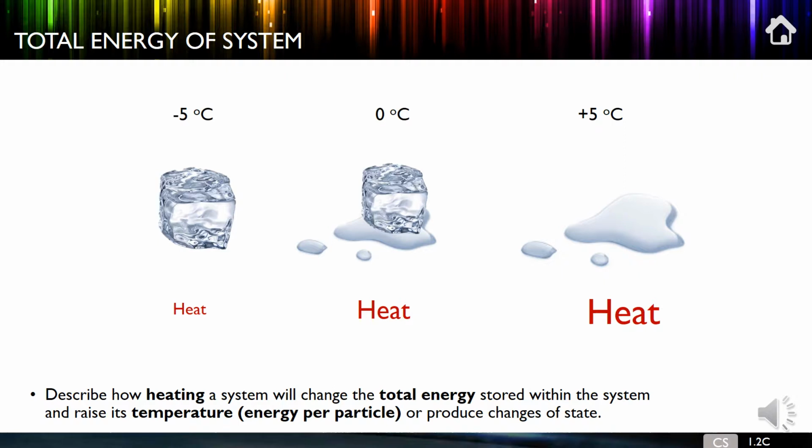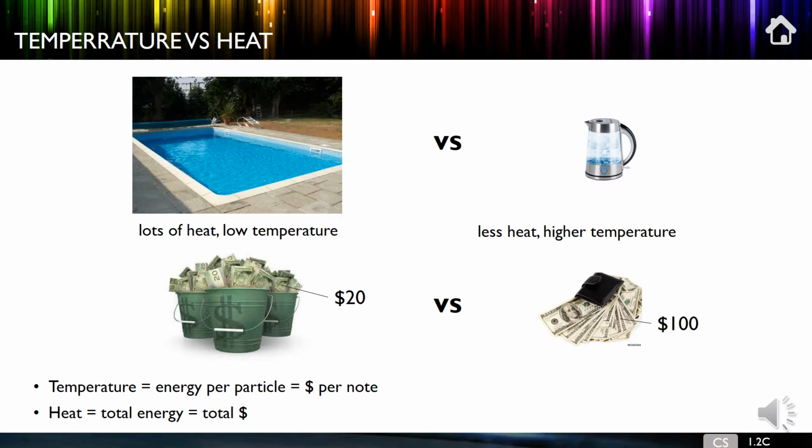But all the way through, energy of the system is being added to. Now the difference between temperature and heat is quite a subtle one, so this is the analogy I've come up with. A swimming pool actually has lots of energy in it. There's tons and tons of water. Over here a kettle doesn't have much water in it, but the molecules that are there individually have a lot more energy, and that's what temperature is. So temperature is energy per particle.